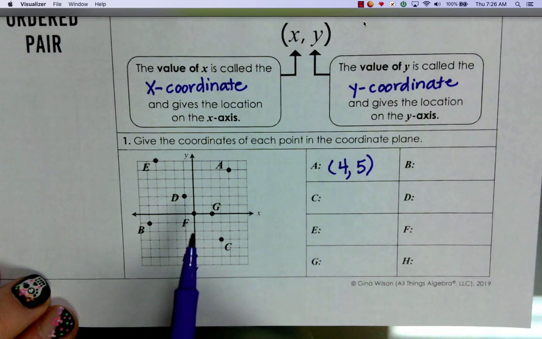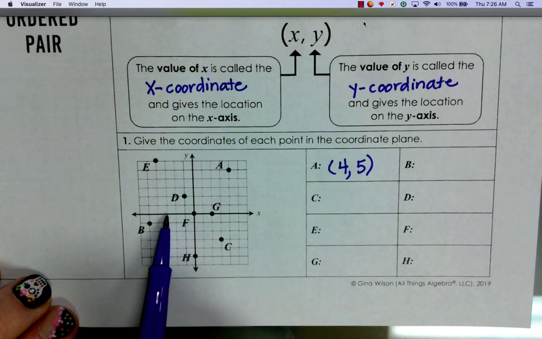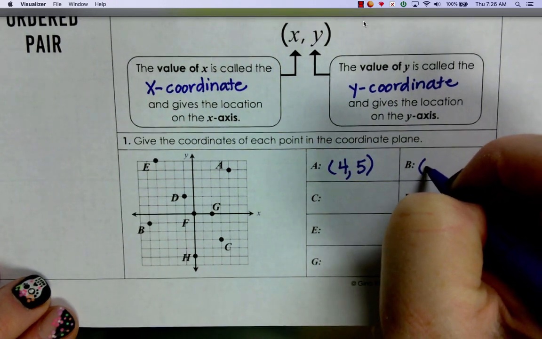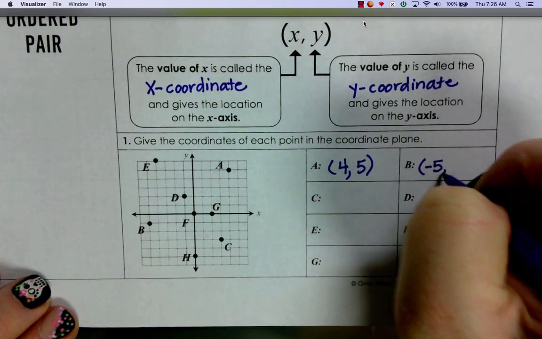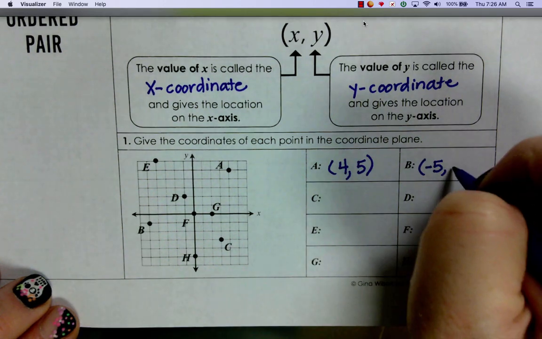My B, again, go to your origin, and we're going to count this way to the left. So remember, we're going negative, like on our number line. 1, 2, 3, 4, 5. So we went to the left, negative 5 on our number line. And then we're going down, which is also negative. And I only went one step, so negative 1.